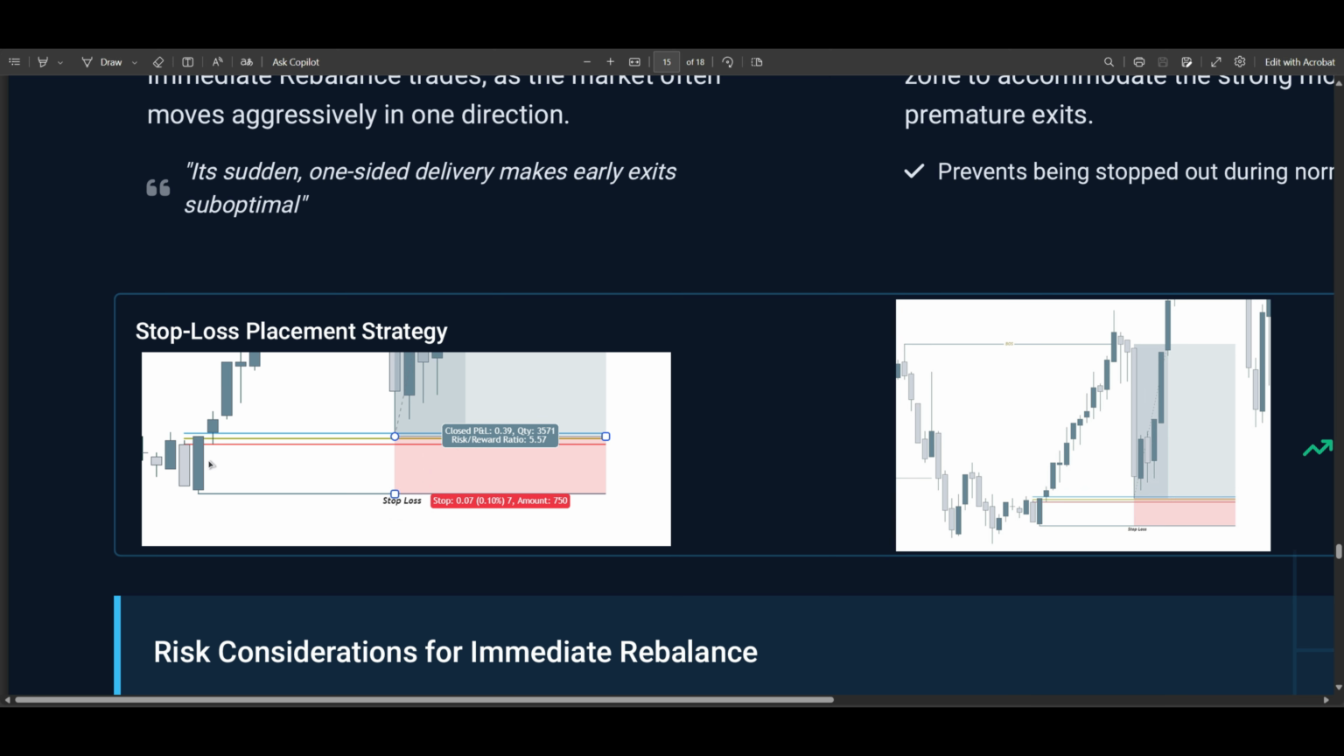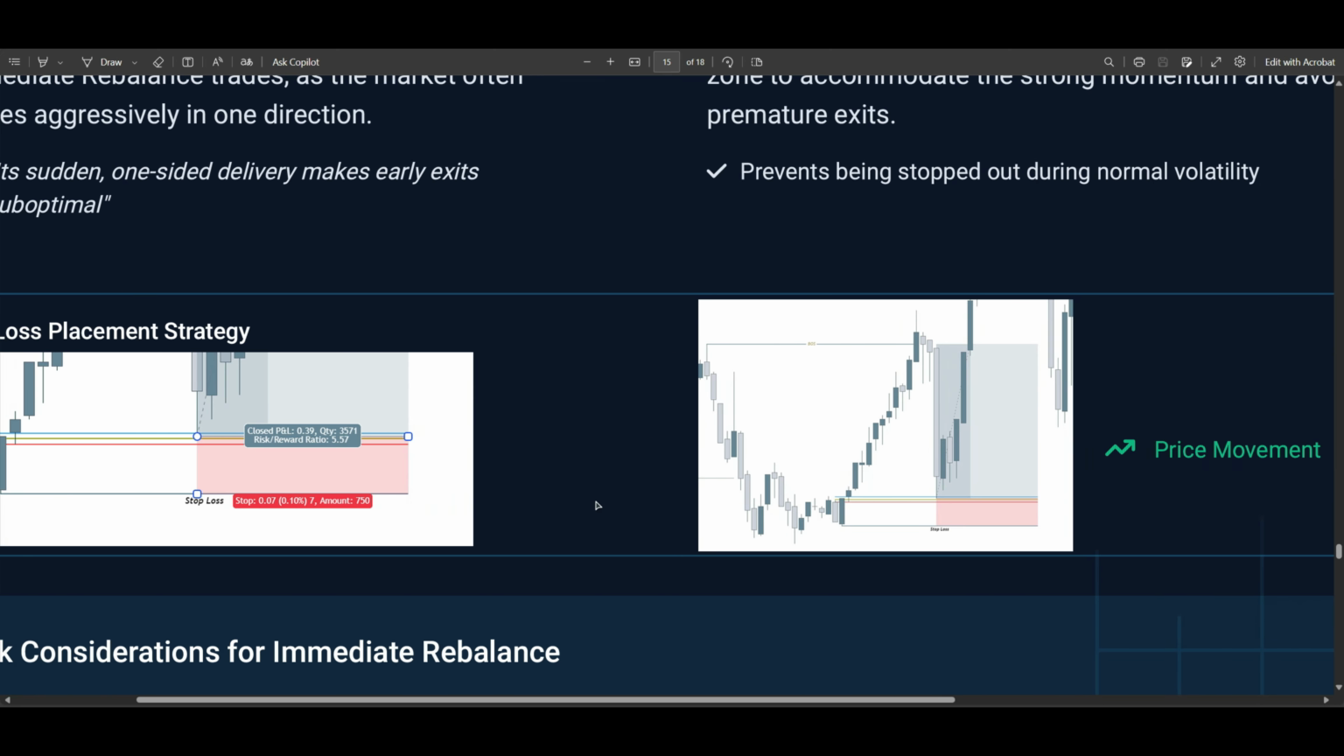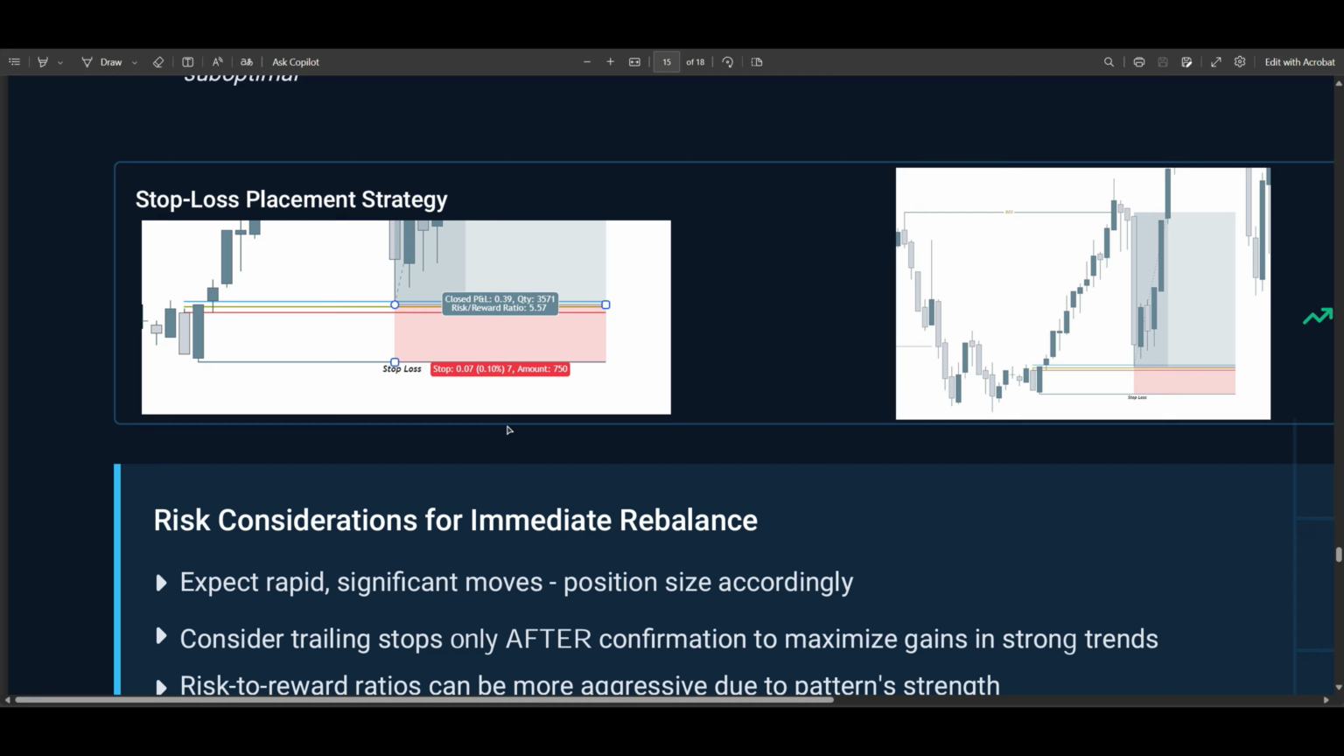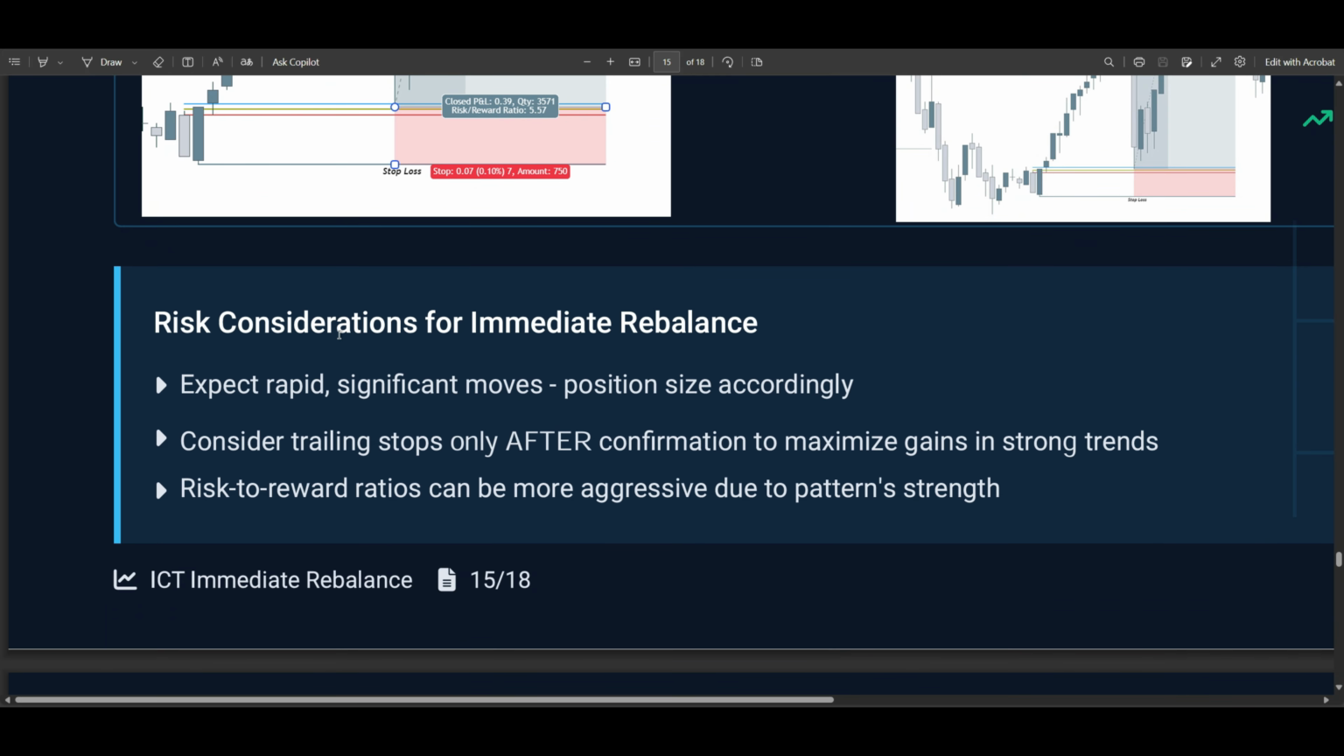So if you're trading it with order blocks, you just set it at the 50%, or you can set it right under that order block, which is also safe, if not safer. And as you can see here, once price taps into it, it just moves on up, right? Pretty easy, pretty simple.